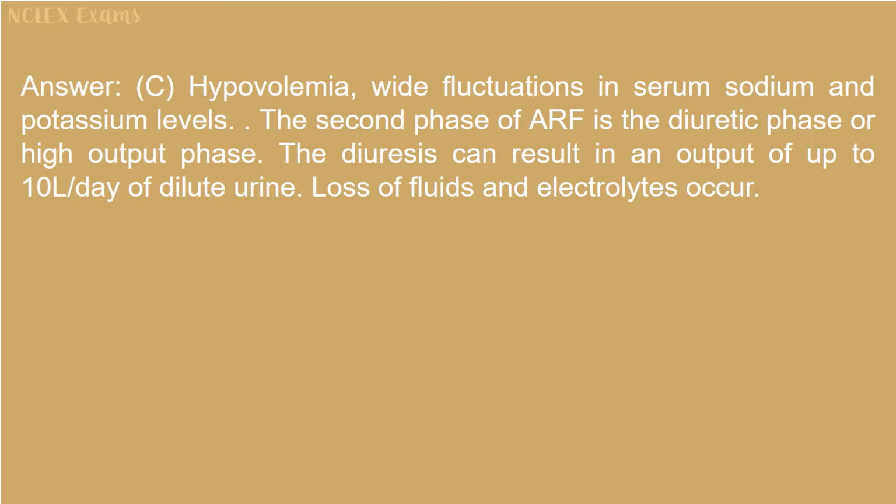Answer. C. Hypovolemia, wide fluctuations in serum sodium and potassium levels. The second phase of ARF is the diuretic phase or high output phase. The diuresis can result in an output of up to 10 liters/day of dilute urine. Loss of fluids and electrolytes occur.